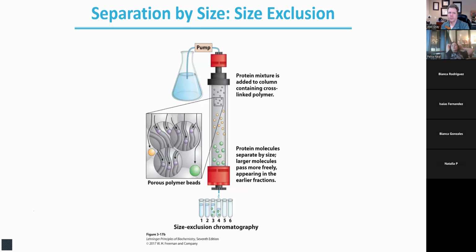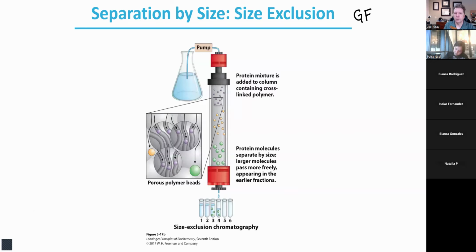Great. Okay, so size exclusion chromatography. This is also known as GF or gel filtration. This is a technique that's a little bit confusing because of the term gel, because people then think, oh, gel filtration, this is the same as gel electrophoresis. It is not. Don't fall into that trap.